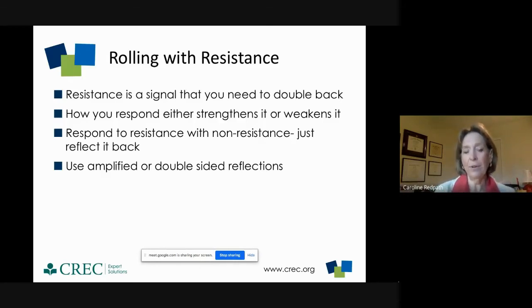And amplified reflection is taking what they say and amplifying it in a way that exaggerates it. On the one hand, you wish you could be with your friends at night. On the other hand, if you don't go to class, you're not going to graduate on time. Or if you spend time with your friends, you're never going to get your grades up. You're amplifying what they've already said. They're expressing concern about where they are in school, and you're amplifying that.